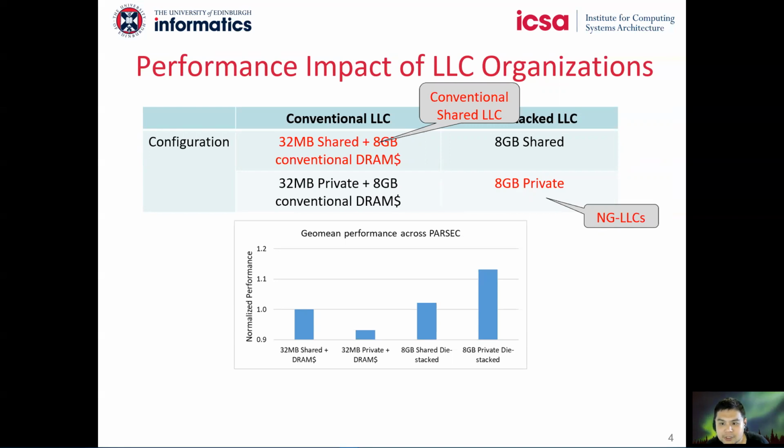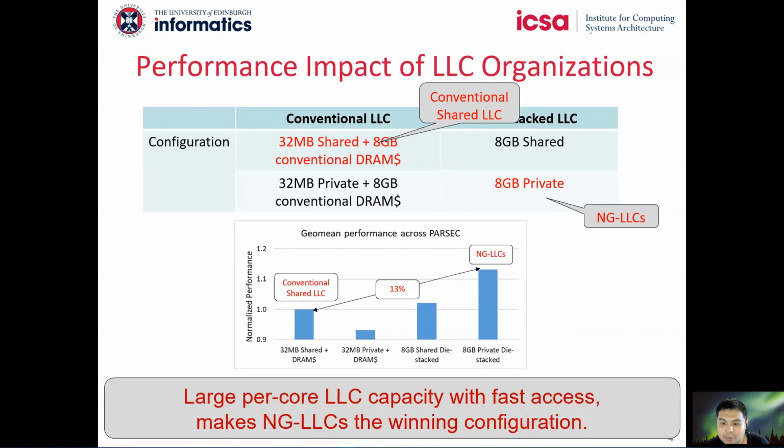The first bar shows the conventional shared LLC, and the last bar shows the result of the NG-LLCs. From this figure, we can see the shared LLC outperforms private on a conventional LLC, and the private outperforms shared on die-stacked DRAM cache LLC. We can also see the NG-LLC is better than the conventional shared LLC by 16%. So to summarize, if we can have a larger per-core LLC capacity with fast accesses, then NG-LLCs are the best choice.